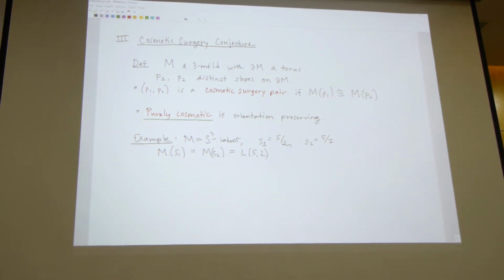Okay, so for example, if you take M to be the unknot sitting in S3, so there it is. This is homeomorphic to a solid torus. And if you fill along the slope 5/2, then you are going to get a lens space called L5/2. If you fill along the slope 5/7, then you are going to get a lens space, which is also L5/2. So this is a purely cosmetic surgery pair in this particular example.